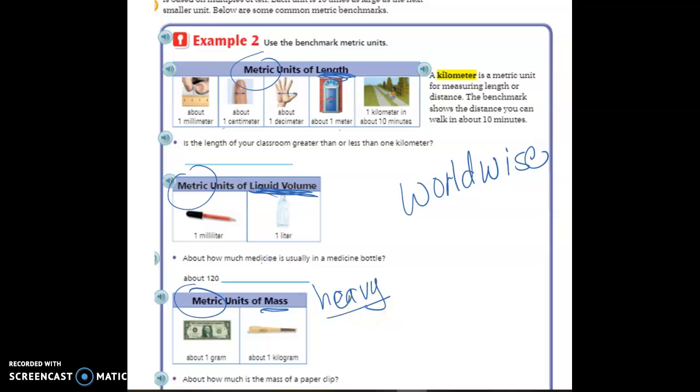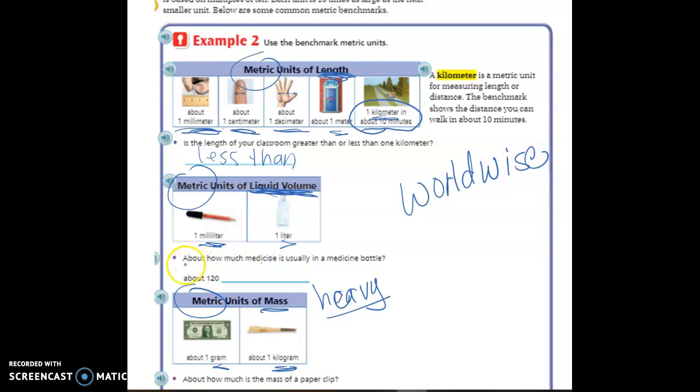So I want you guys to really know this vocabulary. Now, pause me if you want to look and study these pictures a little longer. Millimeter, centimeter, decimeter, meter, and kilometer. For liquid, we have milliliter and liter. For mass, how heavy something is, we have gram and kilograms. Now, is the length of the classroom greater or less than 1 kilometer? Well, it takes 10 minutes to walk 1 kilometer. Does it take 10 minutes to walk our classroom? No. So we can say that it is less than 1 kilometer.